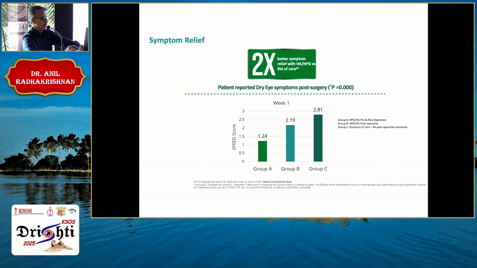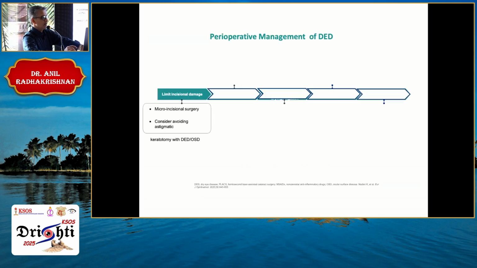So in my practice, what I've seen is around 20 to 25% of people get dry eye after cataract surgery. And especially in predisposed people, I definitely give preoperatively some good lubricant. So we were telling about the incisional damage you do at micro-incision cataract surgery. And in a patient who has got a dry eye, better to avoid astigmatic keratotomy.